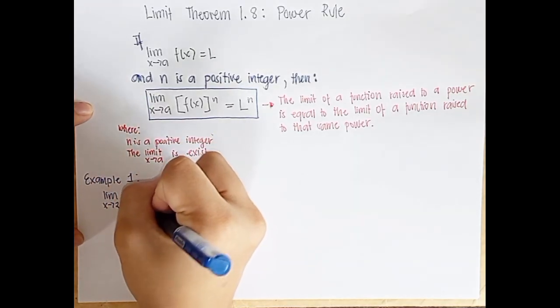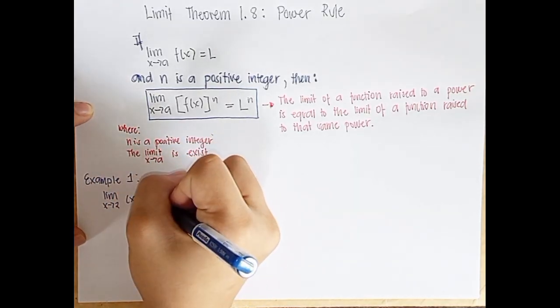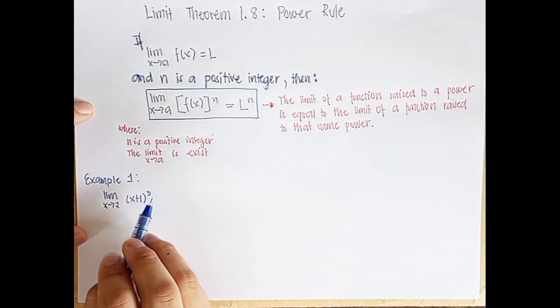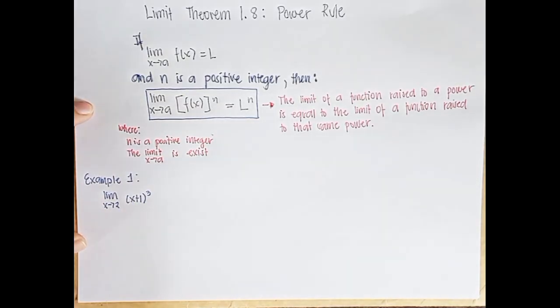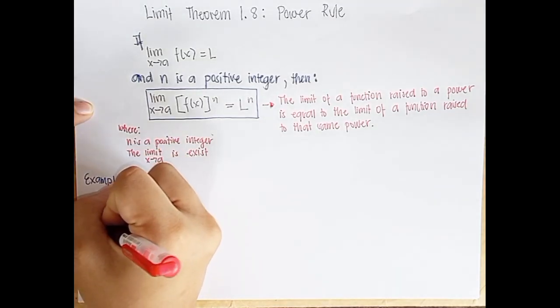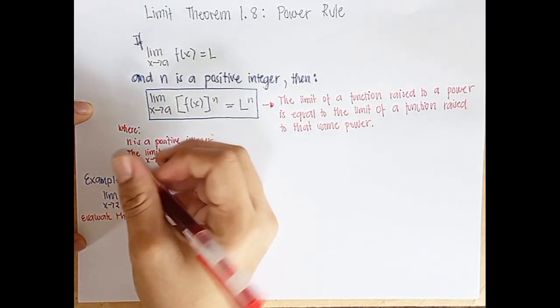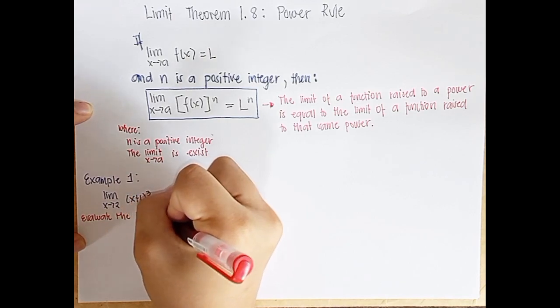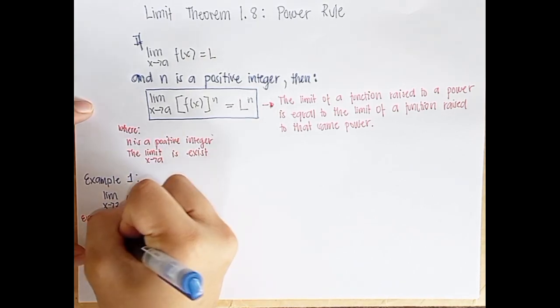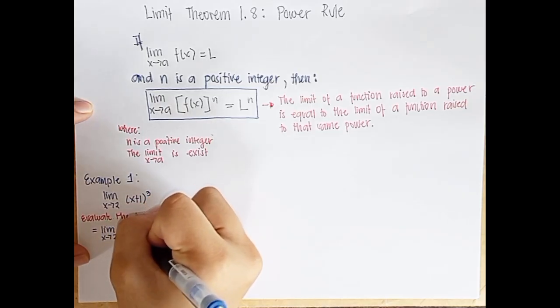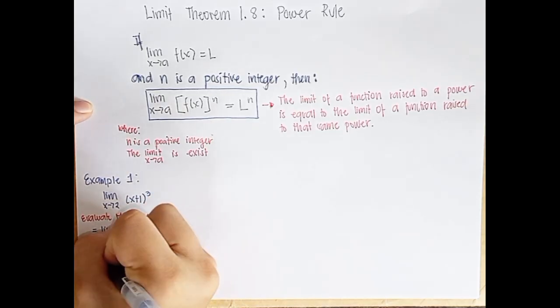So in this example, we will be examining and using limit theorem 1.8, in which we can show that the power rule can be applied by computing the inner expression first. So first, we have to evaluate the inner limit: the limit as x approaches 2 of (x + 1) cubed.